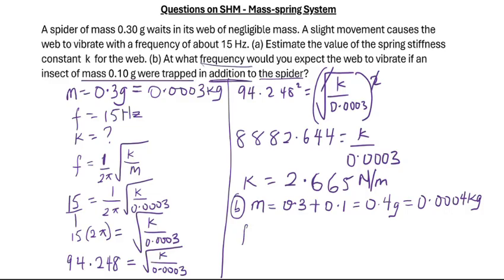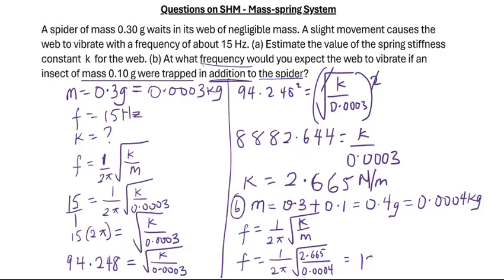Remember that your frequency is 1 over 2 pi square root of K over M. Then you can just plug in your values. 1 over 2 pi square root of K, which is 2.665, over mass, which is 0.0004. And by the time you punch all this into the calculator, you will have 12.99 Hz, and that will be your final frequency.